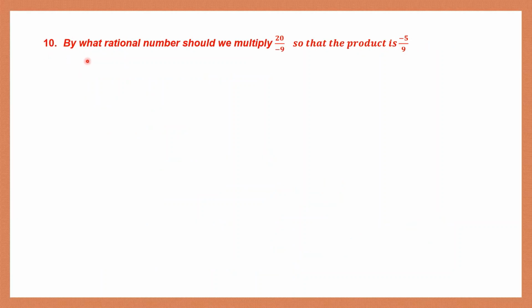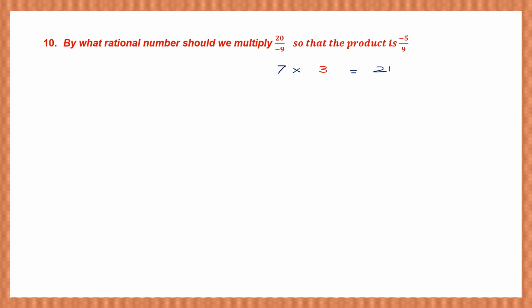Question 10. By what rational number should we multiply 20 by minus 9 so that the product is minus 5 by 9? Now let's replace these rational numbers with simple numbers to make our question easier for us to understand. By what rational number should I multiply 20 by minus 9? Instead, let me write 7. By what should I multiply 7 so that I get 21? Okay. Now, 7 into what will give me 21?